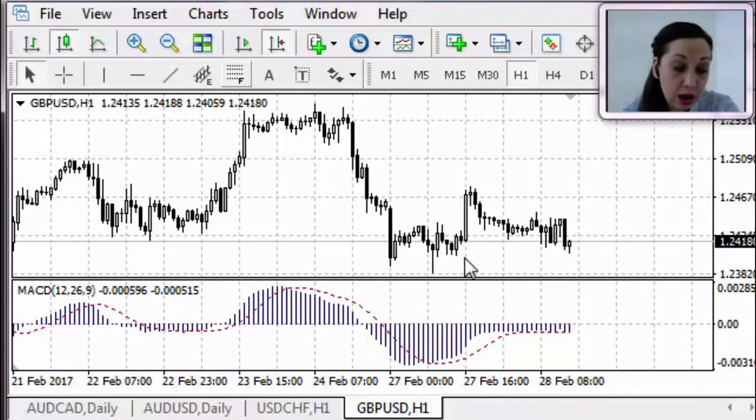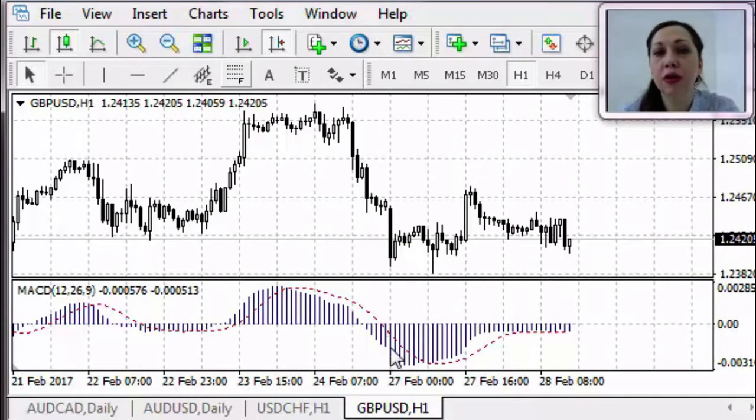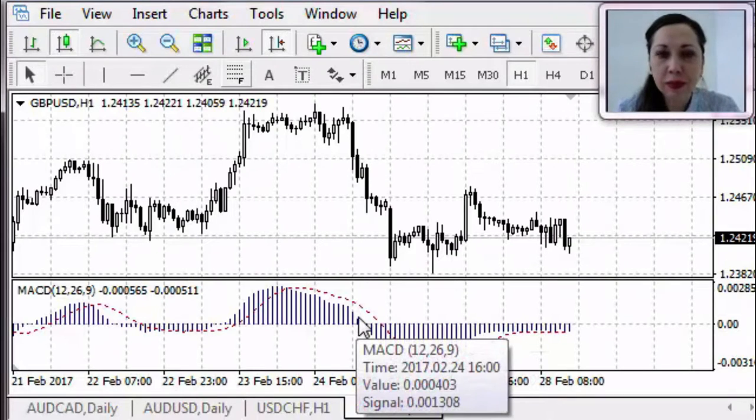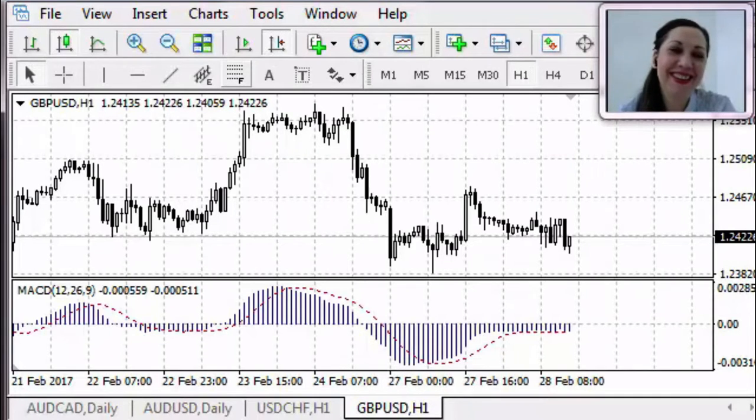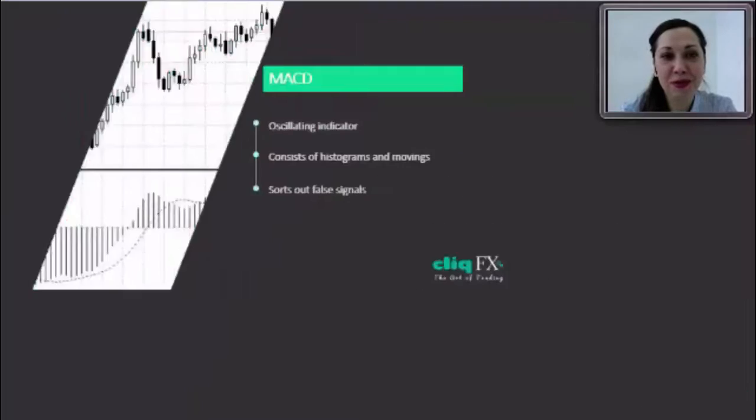MACD. As a resume, we can say that the advantages of MACD, actually, it's the manner of manifestation, the price of its performance and work is smoothing. So it sorts out a lot of false signals. That's why the signals from MACD are more precise. That's why a lot of traders are using this indicator. Okay, let's move to another one.